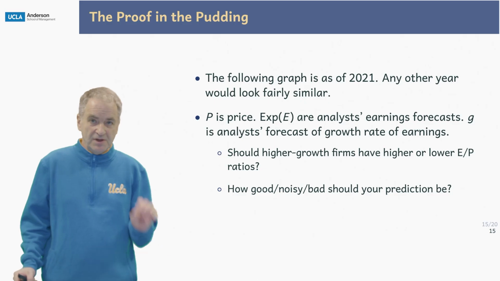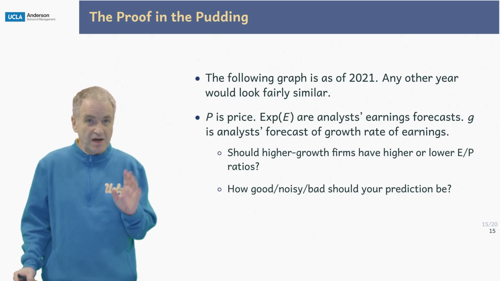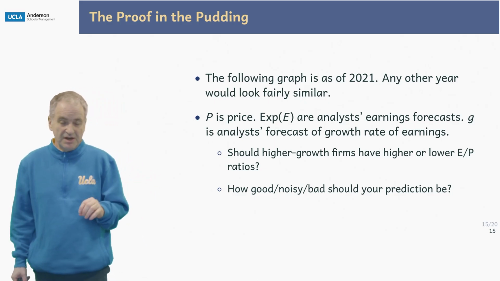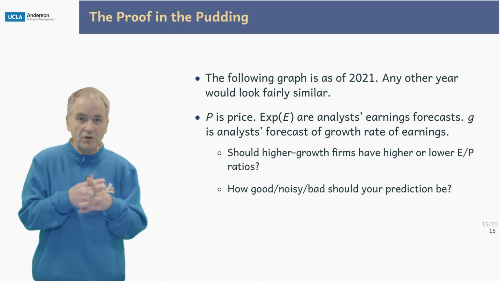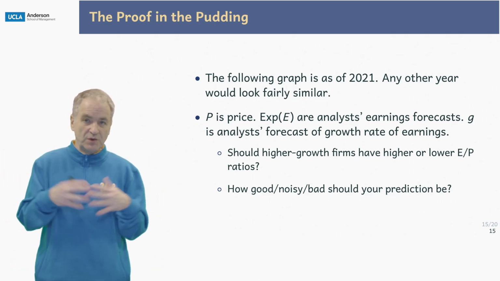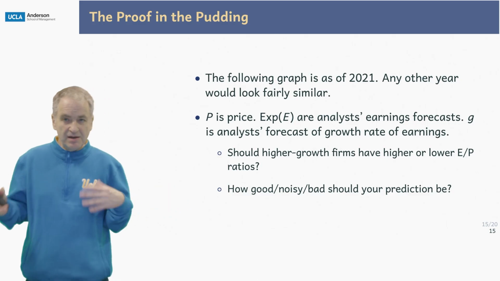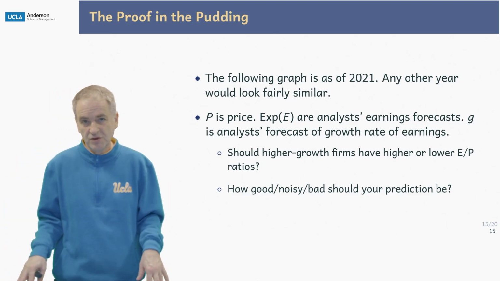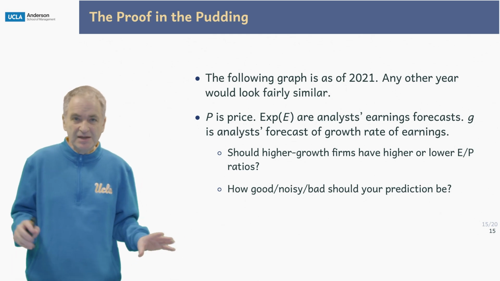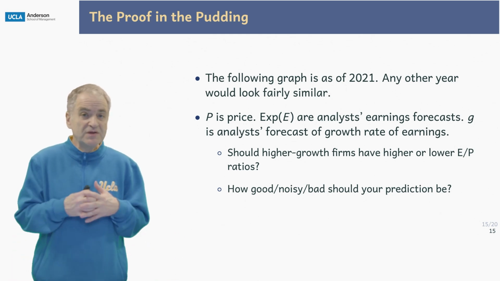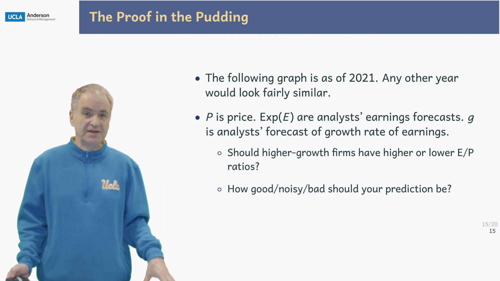The following analysis is as of 2021. Other years would look fairly similar. The reason I use 2021 is because at that time I had a whole cross-section of analysts' earnings forecasts, and they are a little bit more difficult to get and merge. It's not super difficult, it can be done, but it takes quite a bit of work. And the result would look almost exactly the same way.